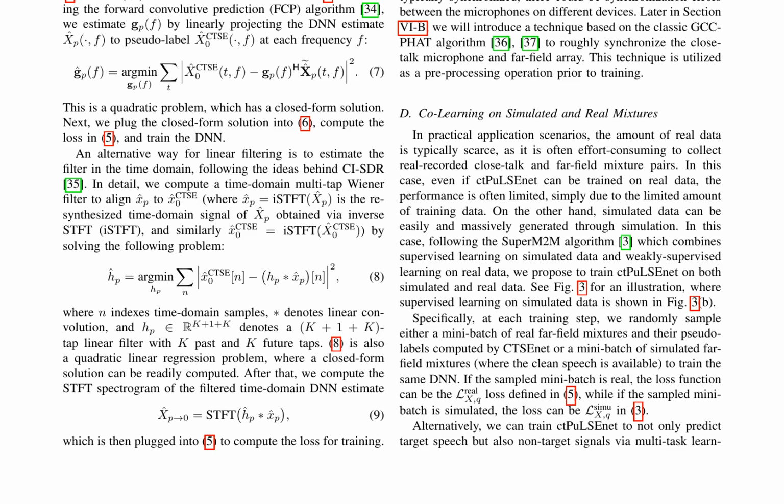To address time synchronization issues, a technique based on the GCC-PHAT algorithm is utilized as a preprocessing operation prior to training. The ctPuLSE-net model is trained via single or multi-microphone complex spectral mapping, and a co-learning strategy is proposed to leverage both simulated and real data for training.